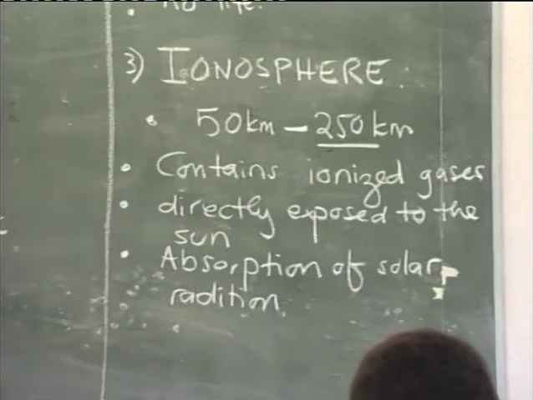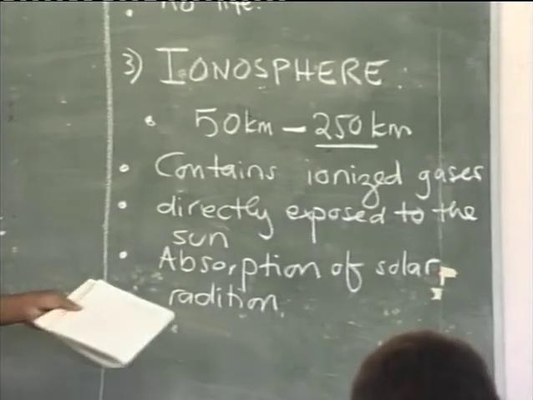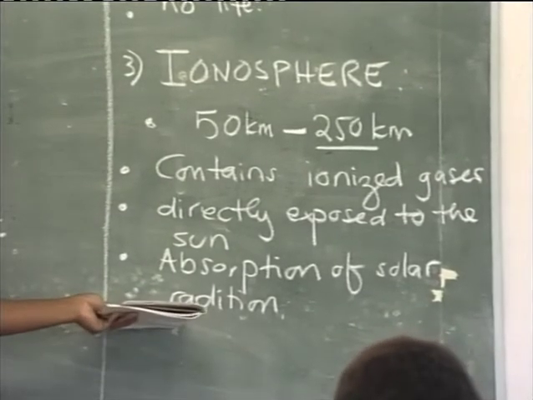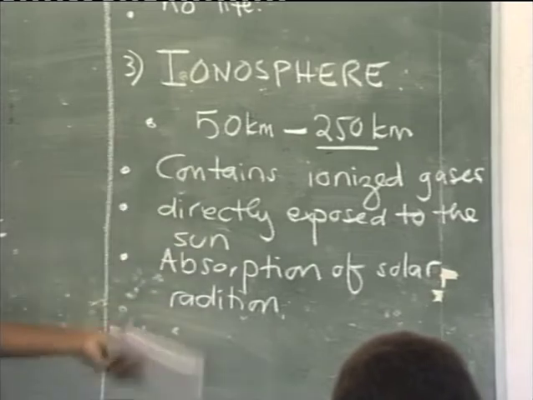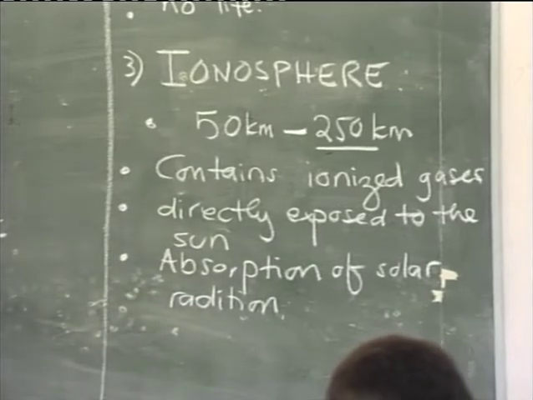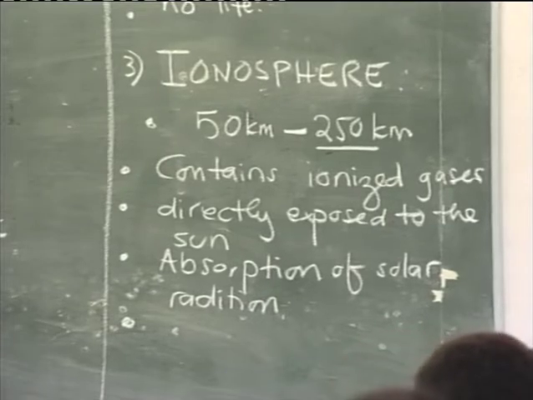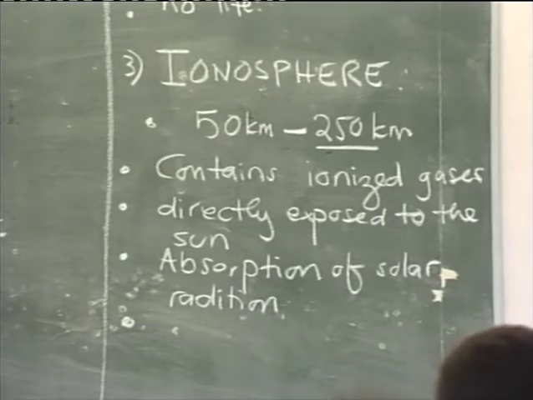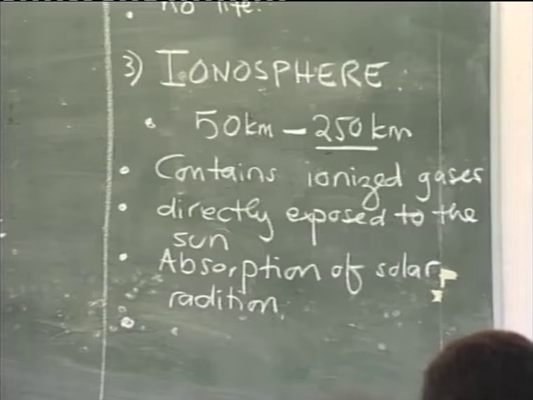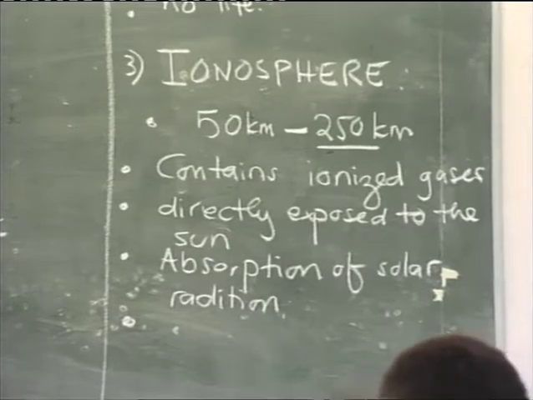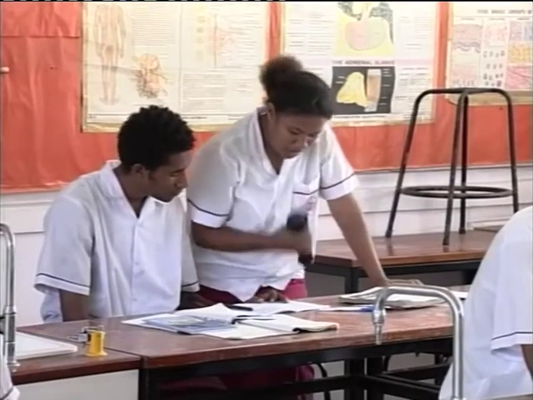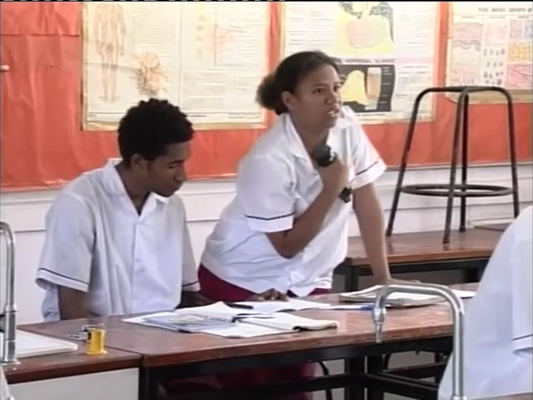In this layer also, solar radiation is actually absorbed. Not all of it, some of it, because some actually needs to come through to the surface as insulation. Rebecca, any other characteristic of the ionosphere? Layers of increased electrical conductivity.